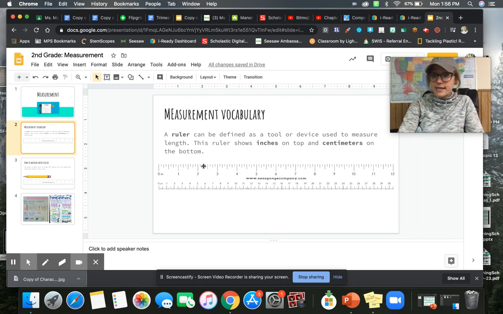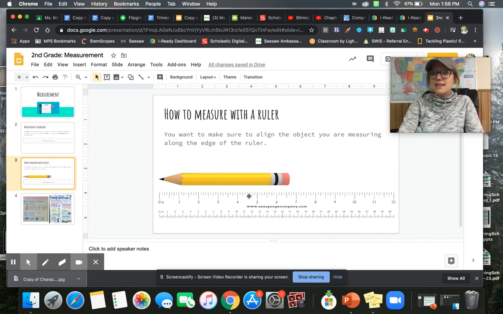We know what a ruler is. We know that inches are bigger, so those ones are on the top, and centimeters are teeny tiny, and those are on the bottom. If we had a pencil, we're definitely going to want to measure that with inches as opposed to centimeters because it's a larger object. If we have a small, tiny object, then we'll want to measure that with centimeters. And we always make sure when we're using a ruler that we line it up with the end of it at zero.